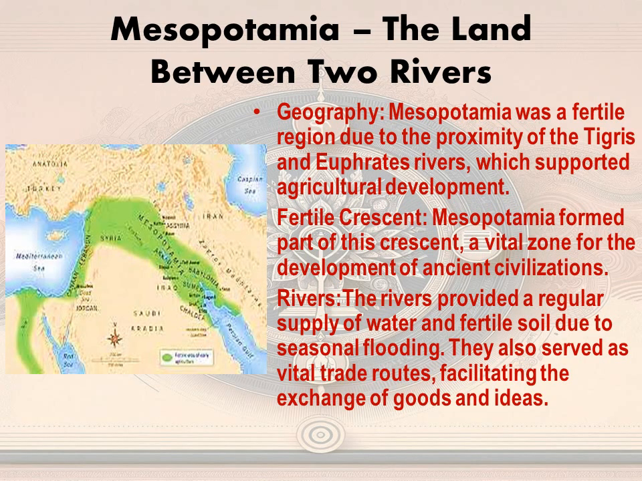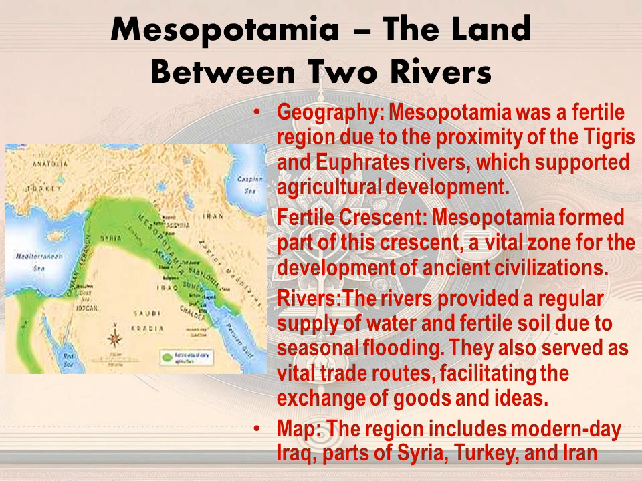They also served as vital trade routes. Rivers are not only suppliers of water but also of trade routes. People can navigate through the rivers with the help of ships. Hence, these rivers served as very important trade routes, facilitating the exchange of goods and ideas. Now, when people do business with one another, they will not just exchange things, they will also communicate with each other, talk with each other and exchange ideas. Map. The region includes modern day Iraq, parts of Syria, Turkey, and Iran. So, all these countries today are in the region of Mesopotamia.